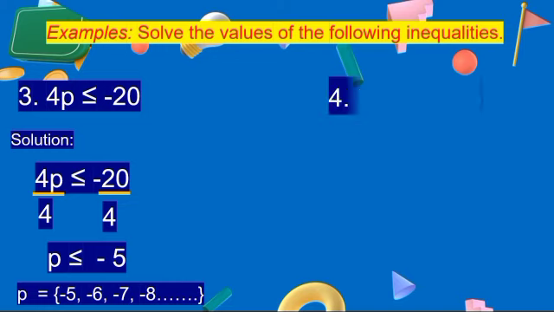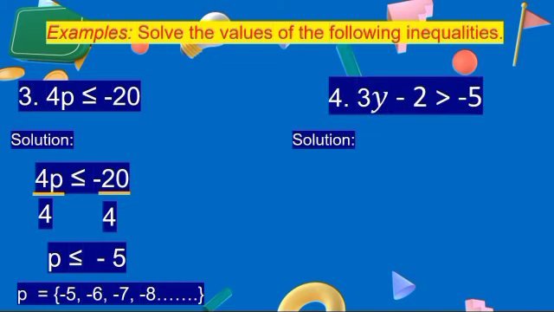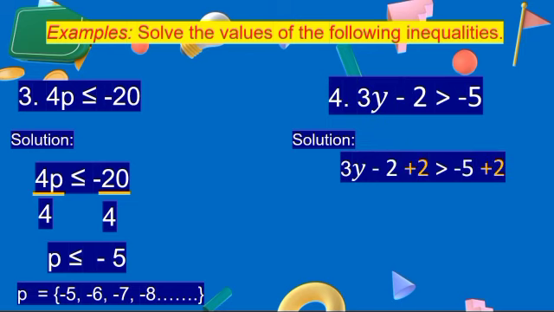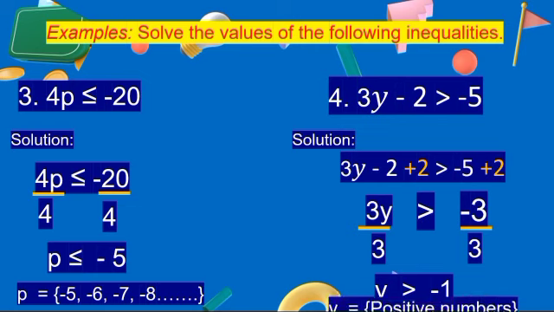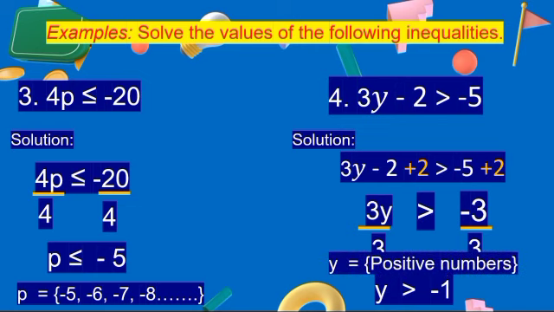Another example, we have 3y minus 2 is greater than negative 5. So, 3y minus 2 plus 2 is greater than negative 5 plus 2 using the addition property of inequality. And then 3y is greater than negative 3. So, use the multiplication property of inequality. So, 3y divided by 3, negative 3 divided by 3. So, y is greater than negative 1. So, this means that the possible values of y are whole numbers.